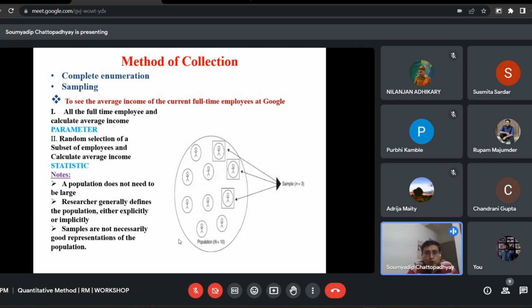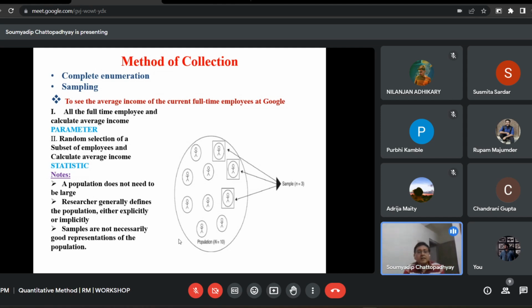But this leads to a problem of improper sampling, because in many cases samples are not necessarily good representations of the population. Theoretically, what we generally try to do is get some idea about the population parameter on the basis of our sample statistic. In practice, it is not always feasible to survey the entire population, or to adopt a method of complete enumeration. That's why we are going for sampling.